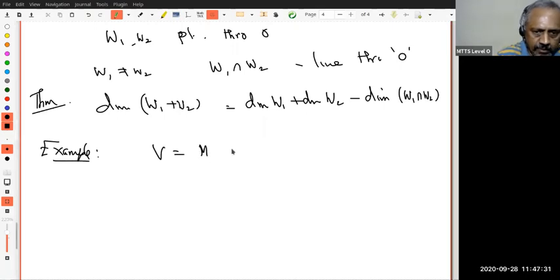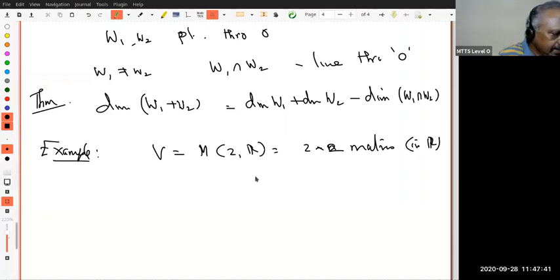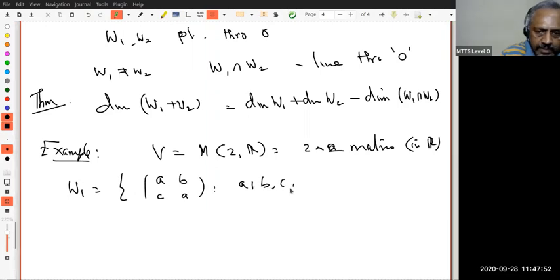At present, let V equal to M2(R), the 2 by 2 matrices with entries in R. Now let us look at W1 equal to the set of all matrices (A, B; C, A), where A, B, C are in R. It's easy to check this is a vector subspace of V.